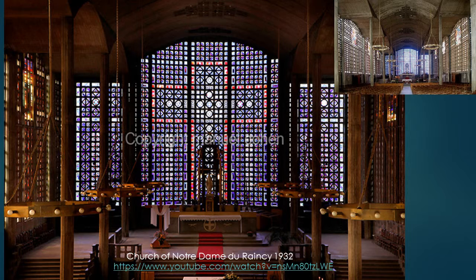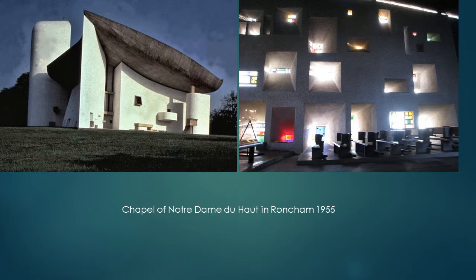The clerical artist, Father Couturier, commissioned the first modern concrete and abstract stained glass church, which was built in 1932. The concept of the church of Notre Dame du Raincy in France was an elegant style with minimalized decor to evoke temperance. The priest also commissioned the chapel of Notre Dame du Haut in Ronchamp, France, which was completed in 1955.